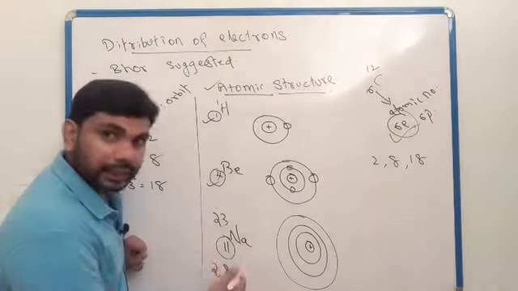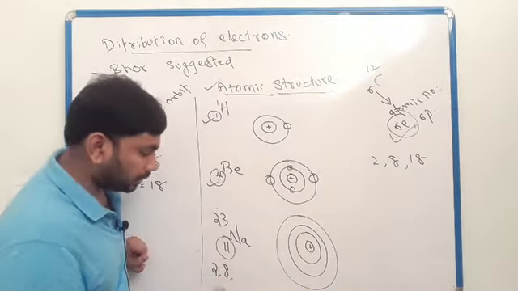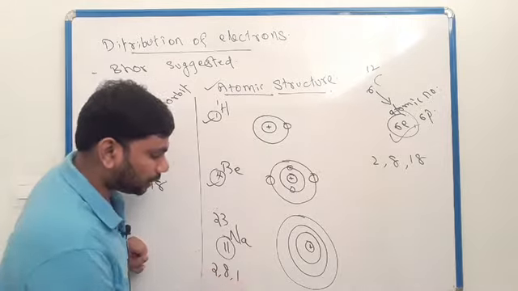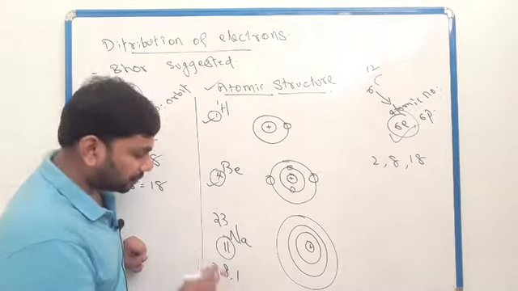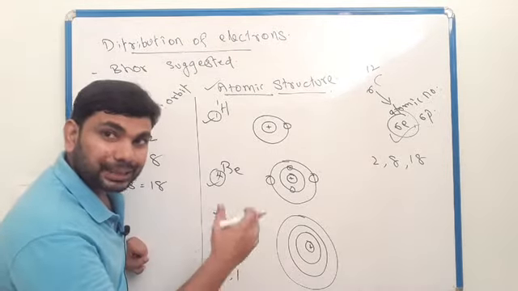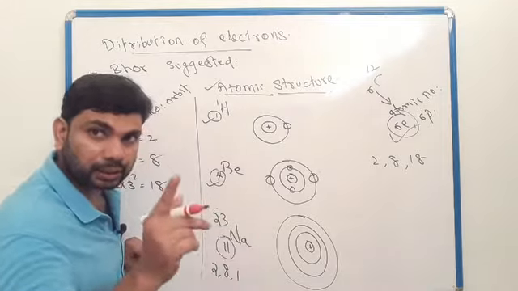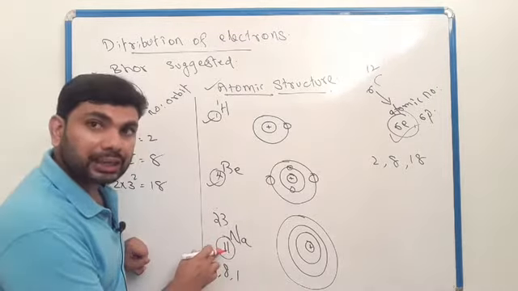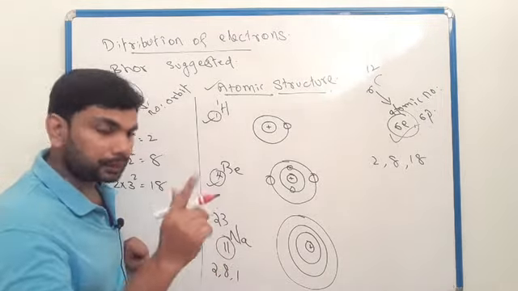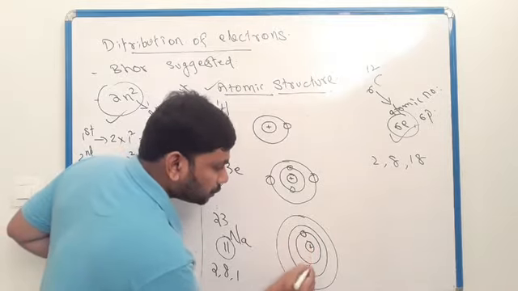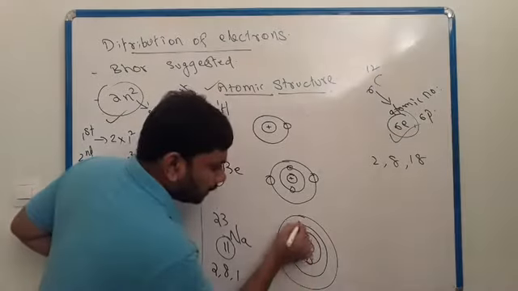We did 2, 8. 2 plus 8, 10. 11 minus 10, 1. Clear? First orbit 2, second orbit 8, third orbit 1, because there are 11 electrons only. 11 minus 10, 1.